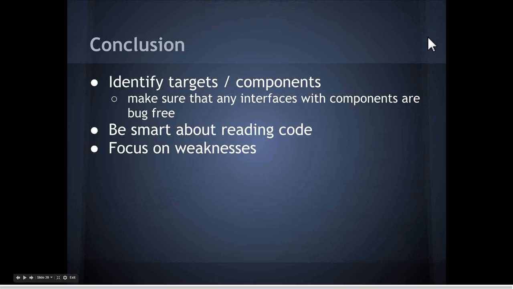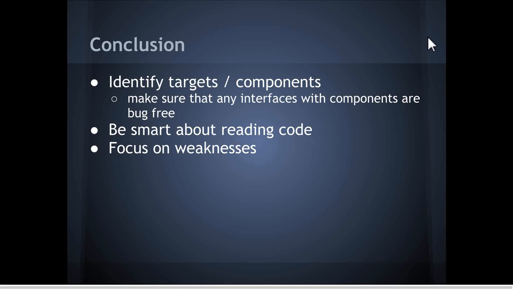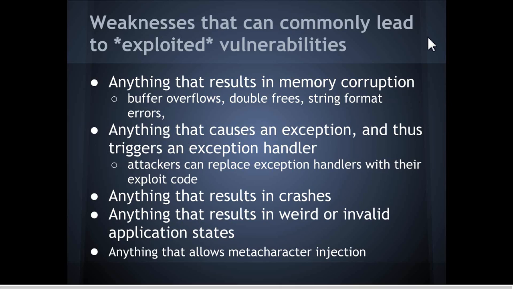So the conclusion when doing source code auditing is that important steps are to identify the targets and components and make sure that any interfaces with these components and anything that does authentication is totally bug-free. And then worry about the main weaknesses and other stuff. Always be smart about reading code. There are way more bugs than you have time to fix, so focus on weaknesses.